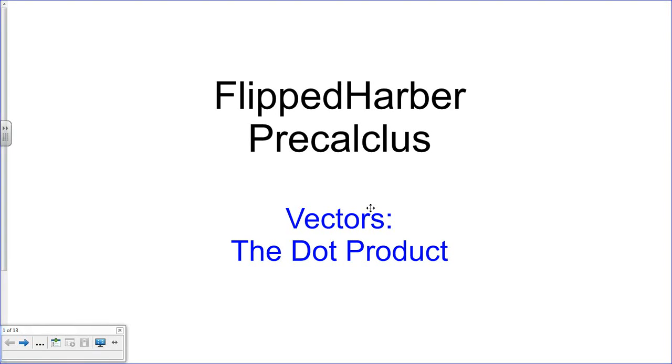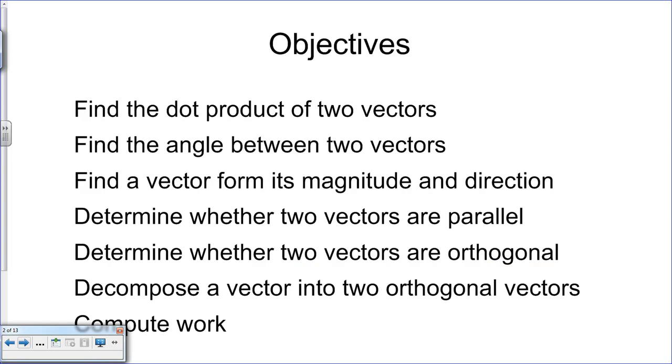In this video we're going to cover the dot product for vectors. The objectives for this lesson are to find the dot product of two vectors, find the angle between two vectors, put a vector in magnitude and direction form, determine whether two vectors are parallel, determine whether two vectors are orthogonal, decompose a vector into two orthogonal vectors, and compute work.